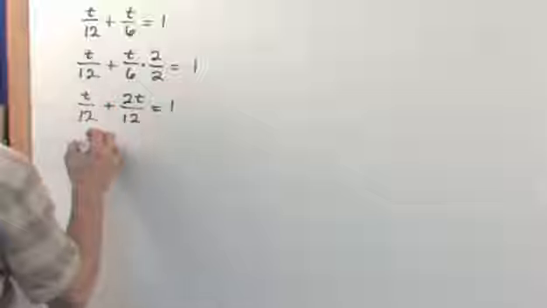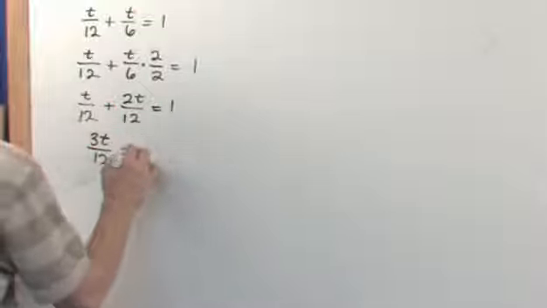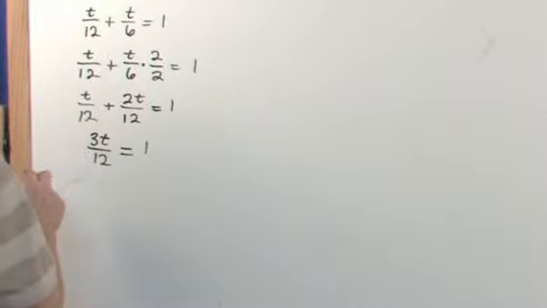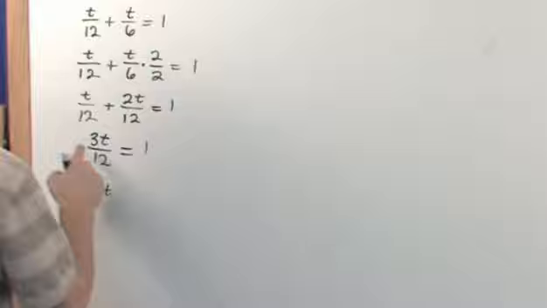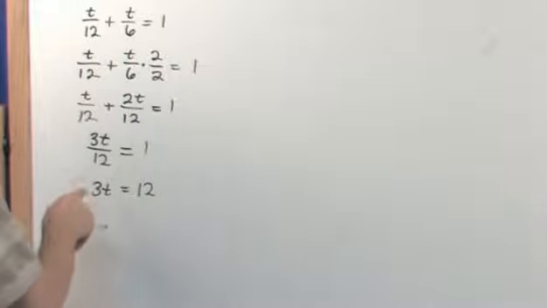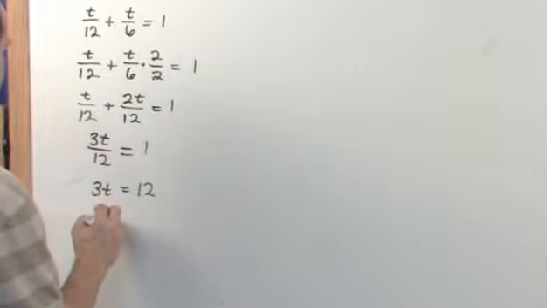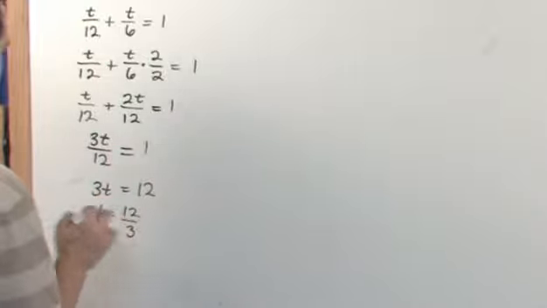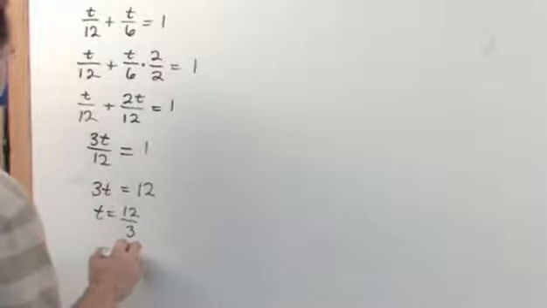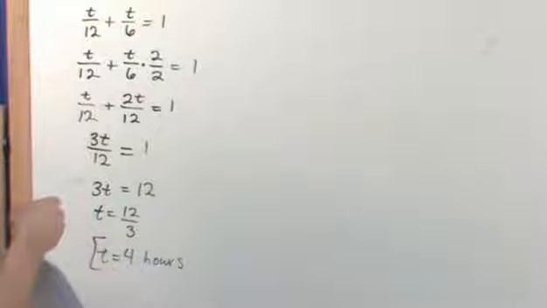T plus 2t is 3t over 12. Denominator stays the same when you add fractions, equals 1. To get 3t by itself, multiply both sides by 12. Okay? And so 12 will cancel on the left. On the right, you'll have your 12. And then t will be 12 divided by 3. Divide both sides by 3 here. So then t will be 4 hours. Okay? So we've solved this problem.